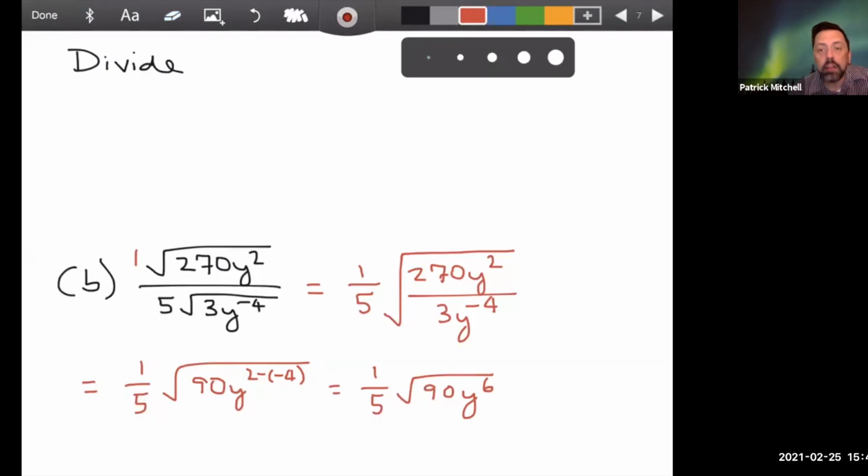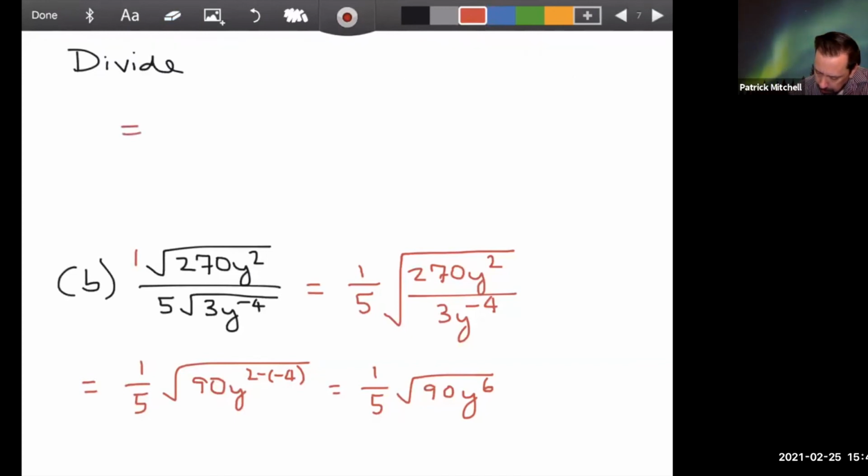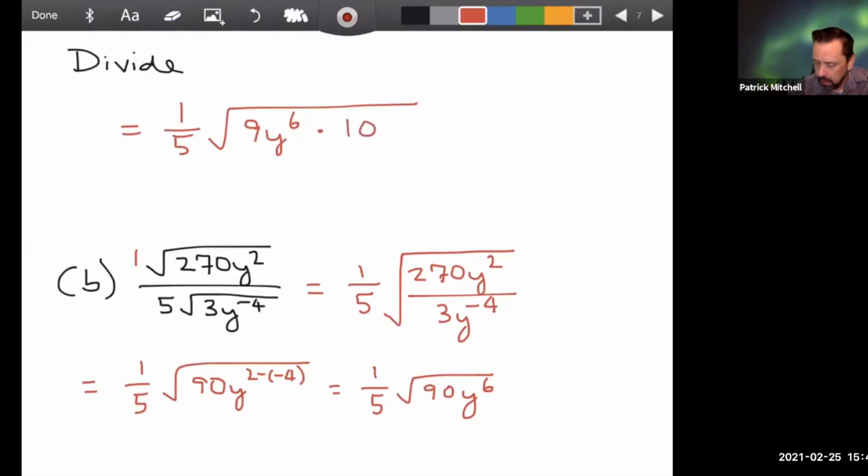All right, square root of 90y to the 6th. We need to break that into perfect squares and leftovers because even though y to the 6th is a perfect square, 90 is not a perfect square. However, it does have a perfect square factor. It has a factor 9. So let's put 9y to the 6th over here. We'll put 10 over there. Break that into 2 radicals.